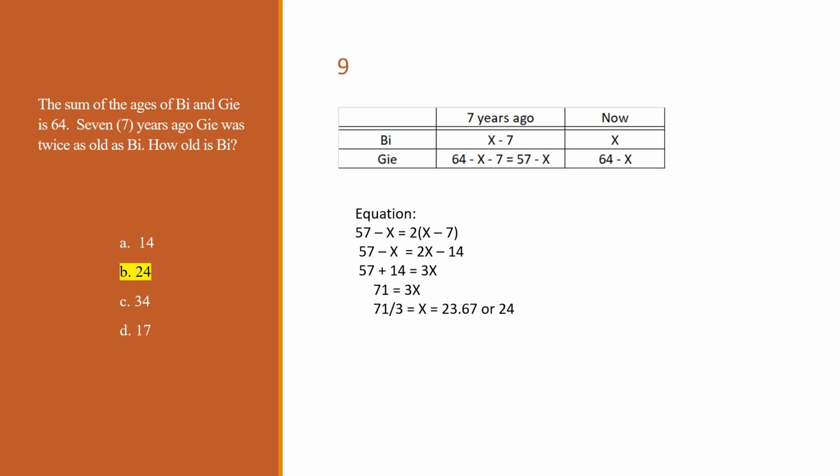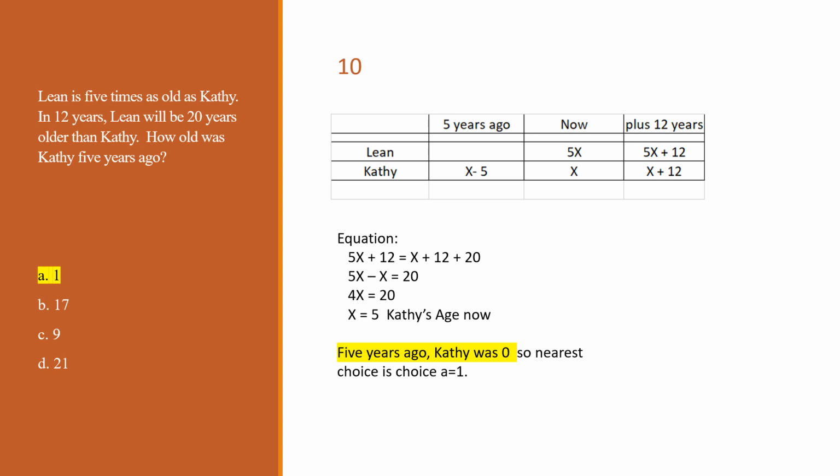Shifting all the variables to one side of the equation, the x's go to the right-hand side and the constants go to the left-hand side. So 57 plus 14 will be equal to 2x plus x, or 3x. Therefore, 71 is equal to 3x, and 71 divided by 3 will be x, or equal to 23.67 or 24.